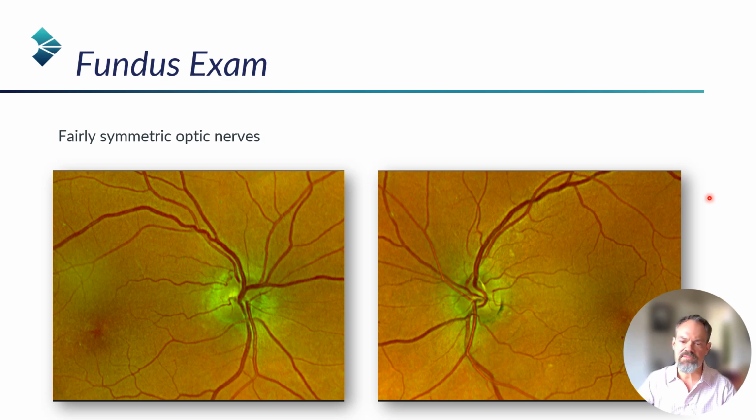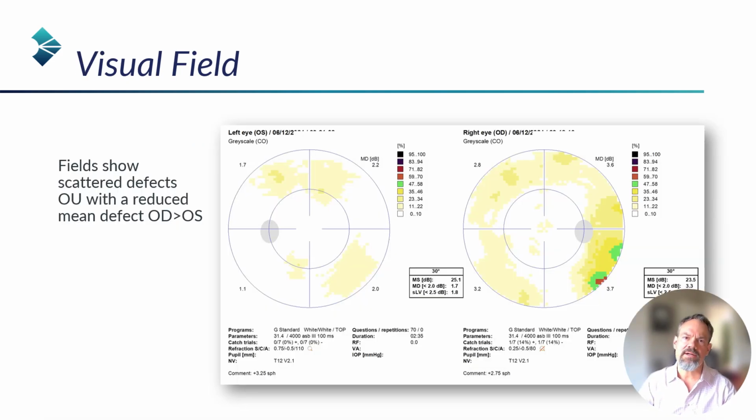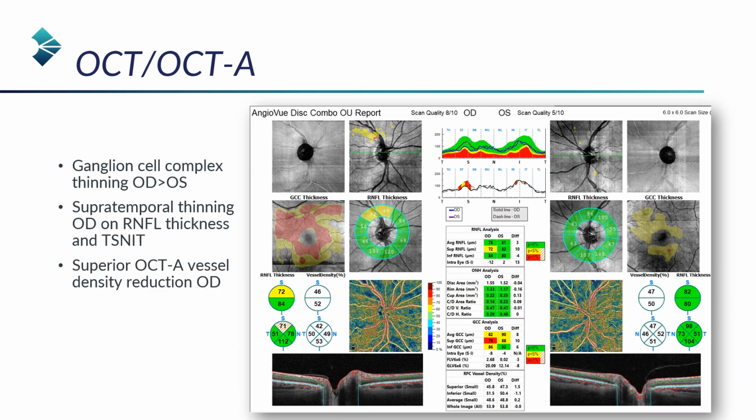These magnified images probably show the venous beading and AV crossing changes a little more clearly, but when we look closely at the optic nerves, we see no obvious asymmetry here. And when we look at our Octopus visual field results, we can see some asymmetry in the mean defect. In the right eye, we have a mean defect of 3.3, and in the left eye, we have a mean defect of 1.7.